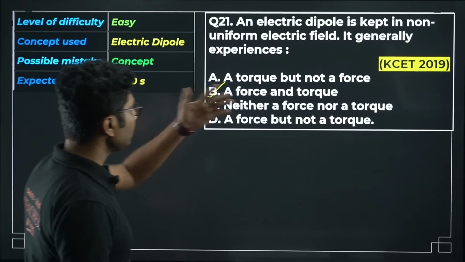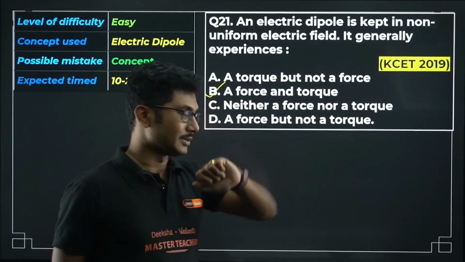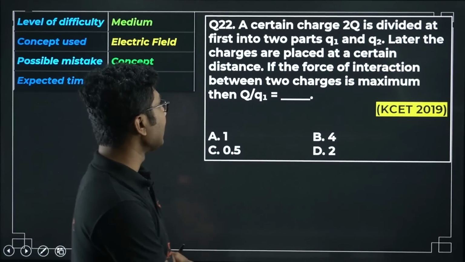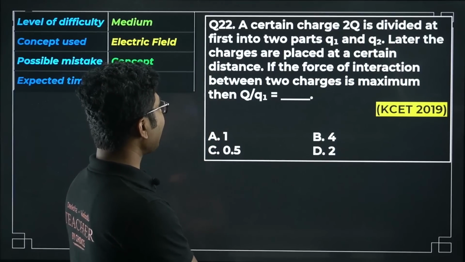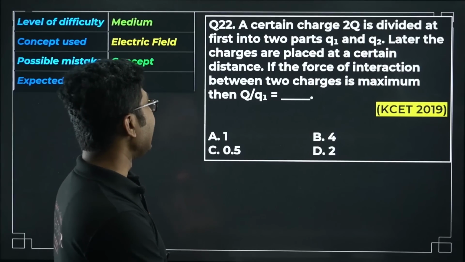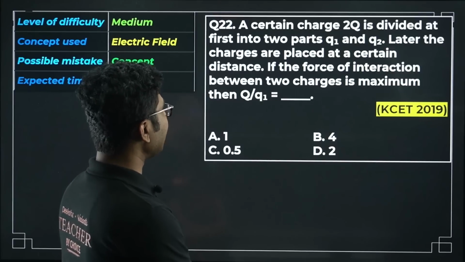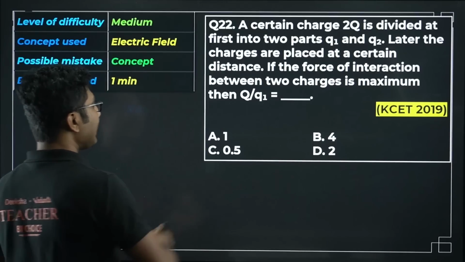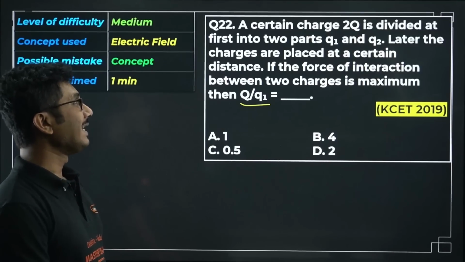Be careful, this is a repeated question. We saw this kind of question twice. Even though it is an easy question, we see it coming repeatedly. A certain charge 2q is divided at first into two parts, small q1 and small q2. Later the charges are placed at a certain distance. If the force of interaction between the two charges is maximum, then q by q1 is equal to what? Very interesting question.